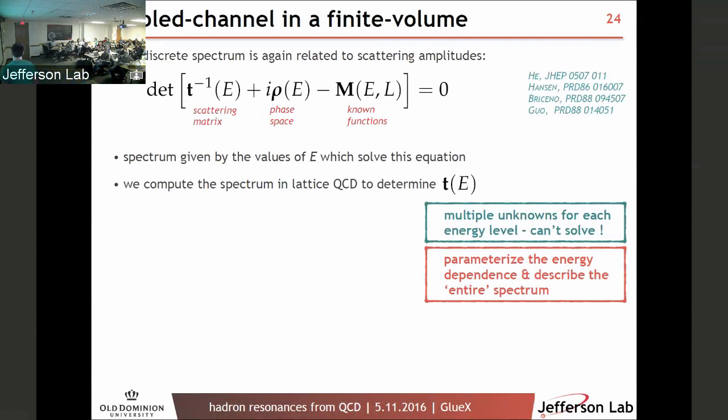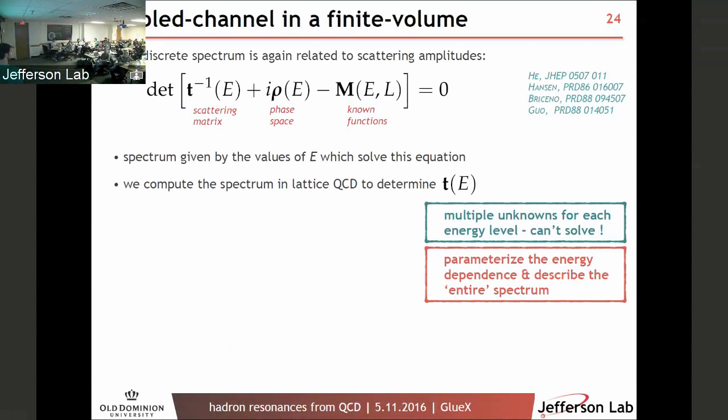Well, the approach we've taken is to say, okay, we can't do this for one energy level, but we're not going to have just one energy level. We're going to have a load of them. Do lots of different volumes, get multiple excited states. Why don't we use all that information at once?